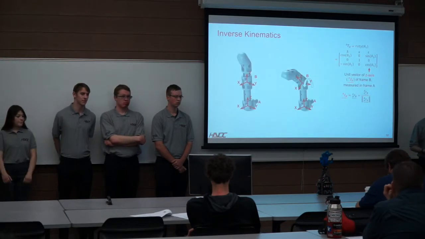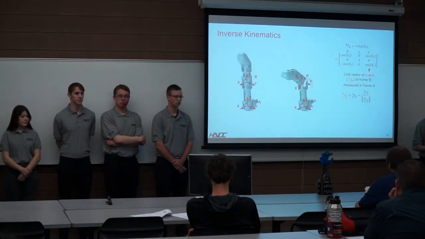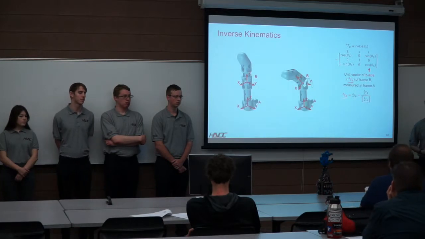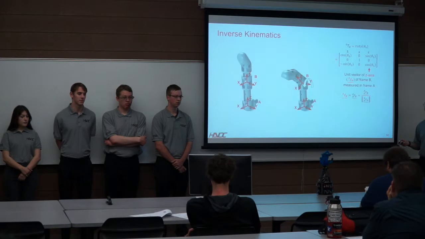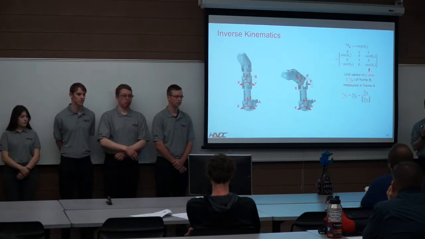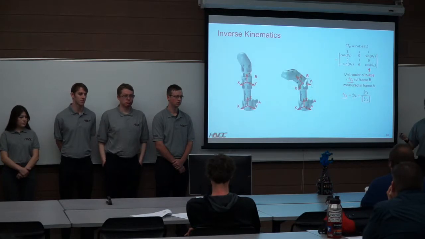So, the inverse kinematics. The purpose of the inverse kinematics is to calculate the joint angles defined by the forward kinematics. As you can see right here, for this example, frame A is now at the knuckle, and frame B is at the joint after that.